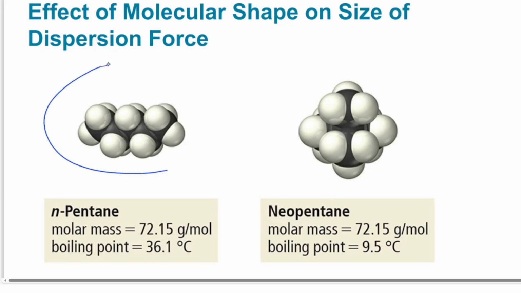Here we have N-pentane on the left, which has 5 carbons. You can see that it has a molar mass of 72 grams per mole and a boiling point of 36.1 degrees C. On the right we have neopentane, which is an isomer of N-pentane. It has the same molar mass, but it's more clumped up. It's more spherical. So we don't have as much surface area in this molecule for the dispersion forces to be as effective. And so we have a noticeable difference in the boiling point. It's much lower because it has a lower surface area.